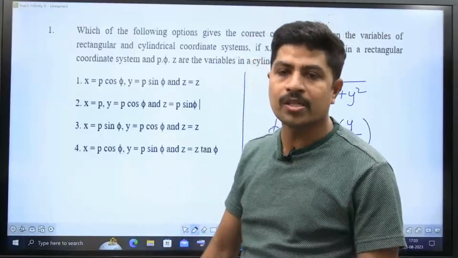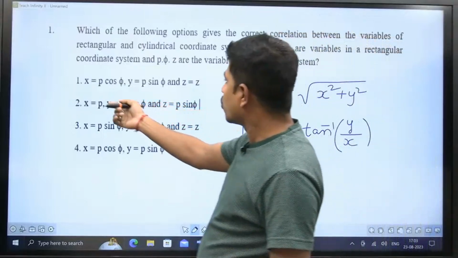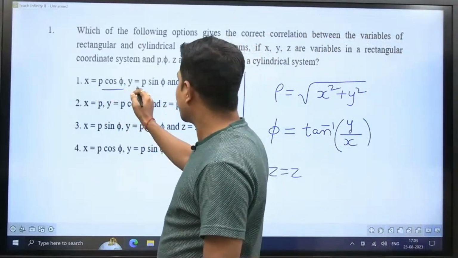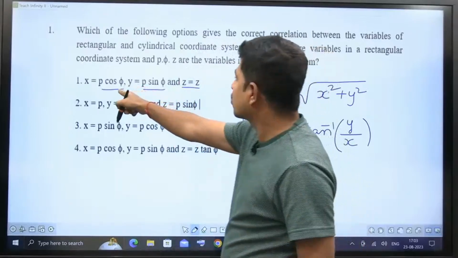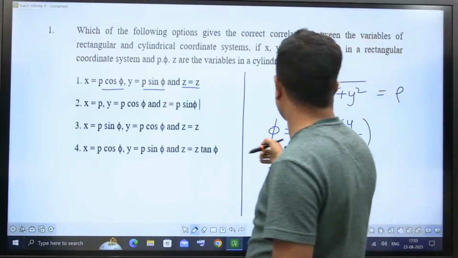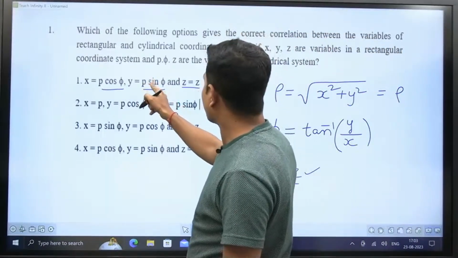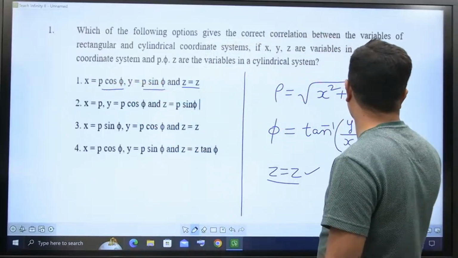Now, which option is going to satisfy? Rho is equal to root of x square plus y square. See option A: x is rho cos phi, y is rho sin phi, and z is equal to z. This got satisfied. If it is cos phi and sin phi, then this is going to be equal to rho. And if it is tan inverse of y by x, y is rho sin phi and x is rho cos phi.